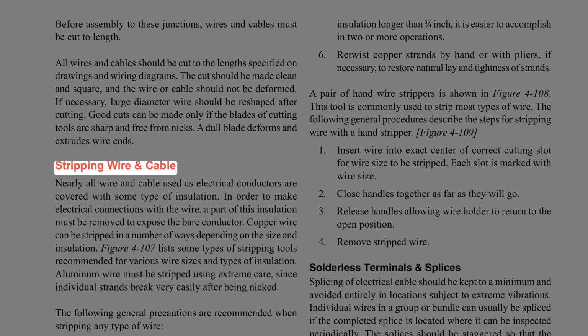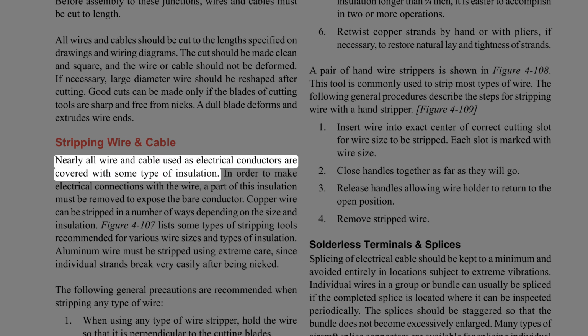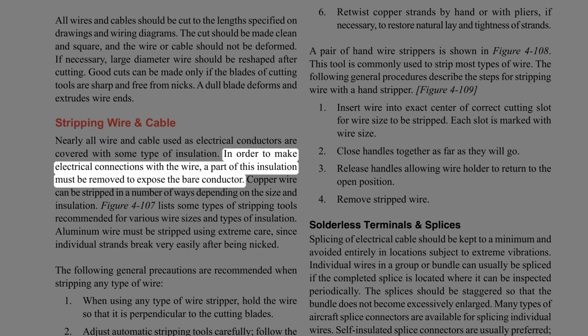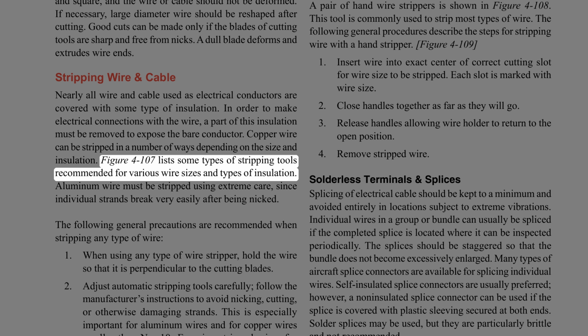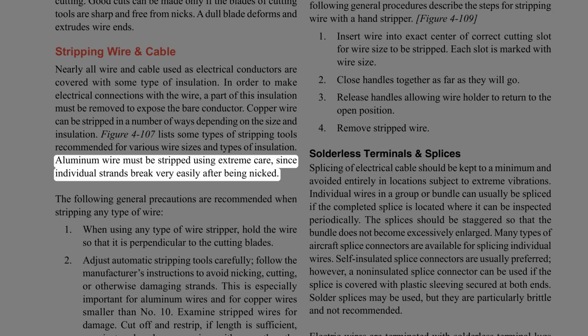Stripping wire and cable. Nearly all wire and cable used as electrical conductors are covered with some type of insulation. In order to make electrical connections with the wire, a part of this insulation must be removed to expose the bare conductor. Copper wire can be stripped in a number of ways depending on the size and insulation. Figure 4-107 lists some types of stripping tools recommended for various wire sizes and types of insulation. Aluminum wire must be stripped using extreme care, since individual strands break very easily after being nicked.